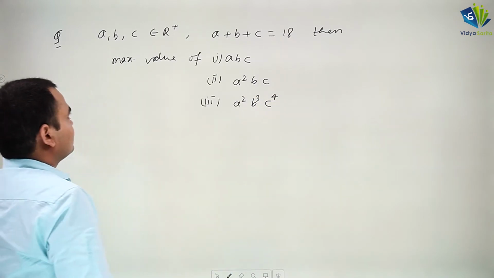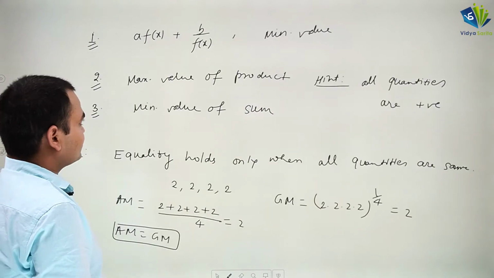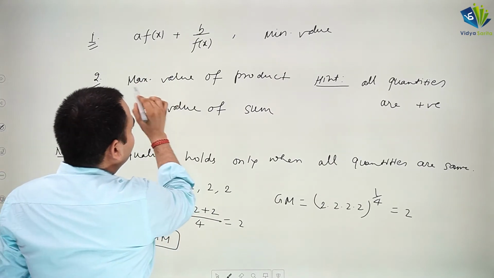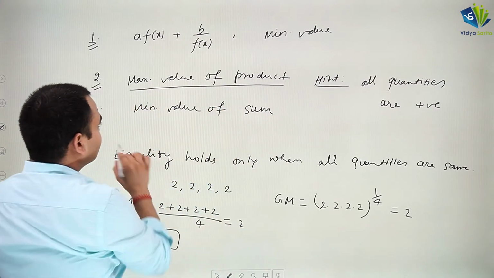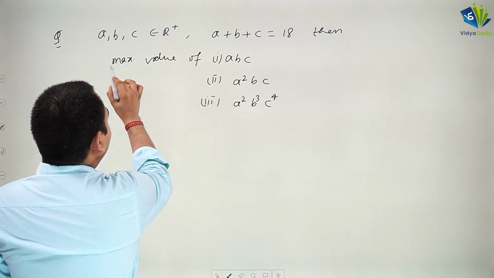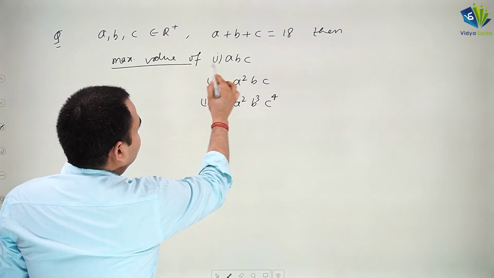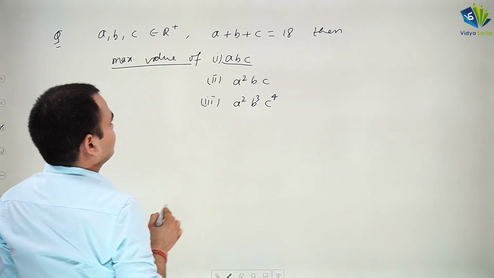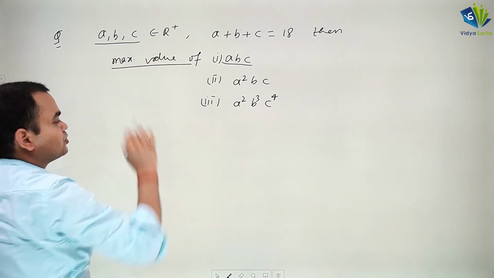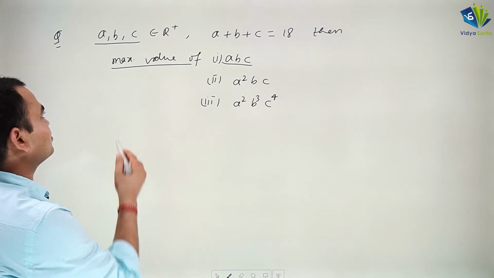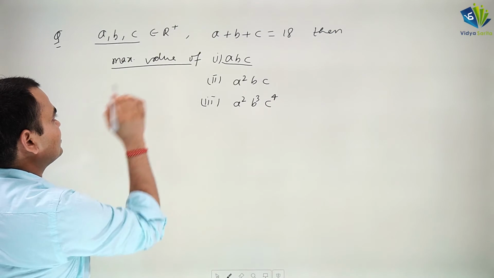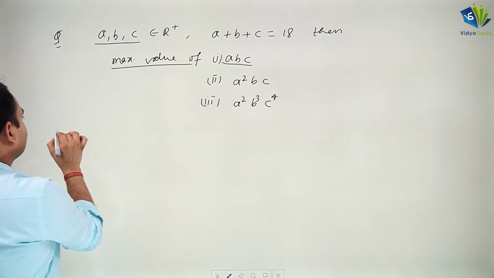So in the previous slide I told you that they will ask you the maximum value of a product or the minimum value of a sum. If you see here, they are asking the maximum value of what? The product of these numbers. And again, the first hint is that a, b, c belong to R plus. R plus means all are positive, so surely we have to use AM ≥ GM to calculate the maximum value of abc. Let us solve it.